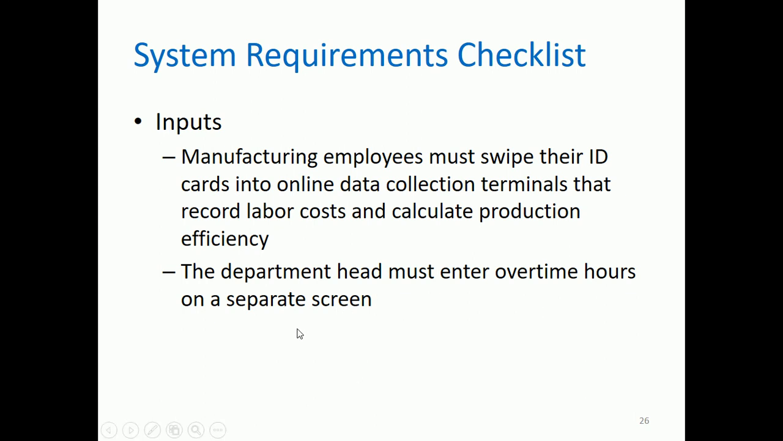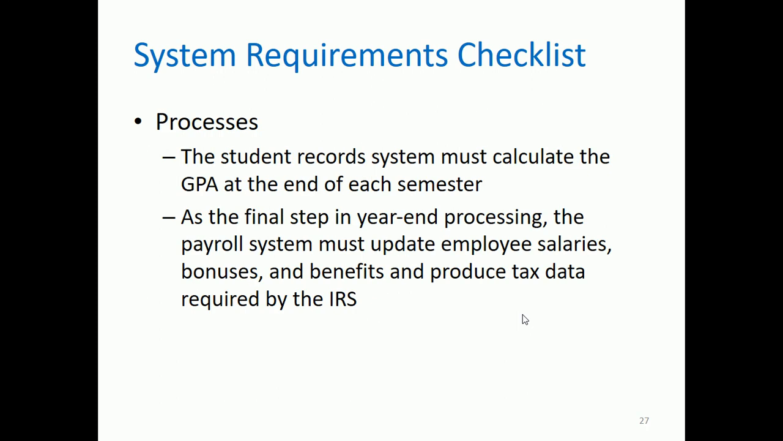Another example: the department head must enter overtime hours on a separate screen. So the person must enter, input data. The specific data here is overtime hours on a separate screen. So these two are correct examples of inputs as a system requirements checklist. Okay, next we have processes. Maybe you'll be confused between outputs and processes.